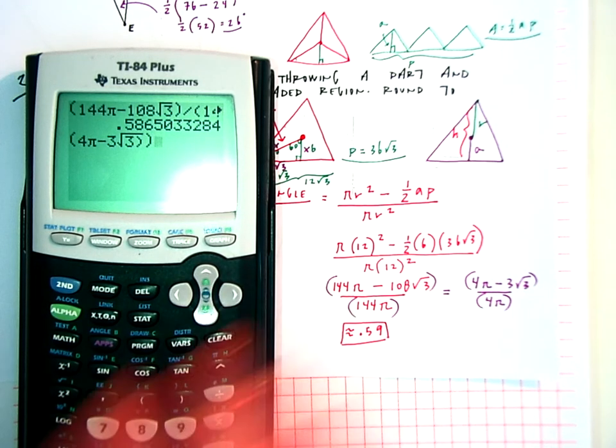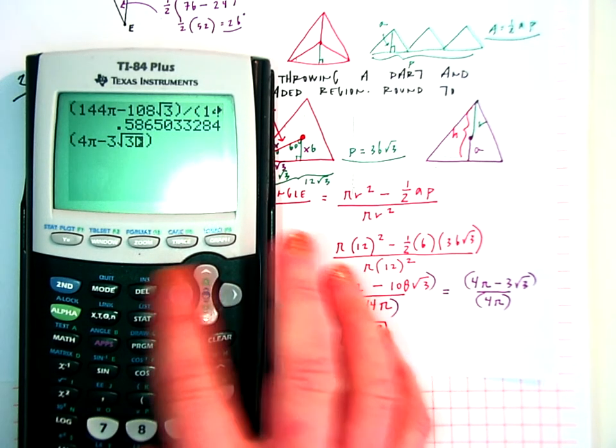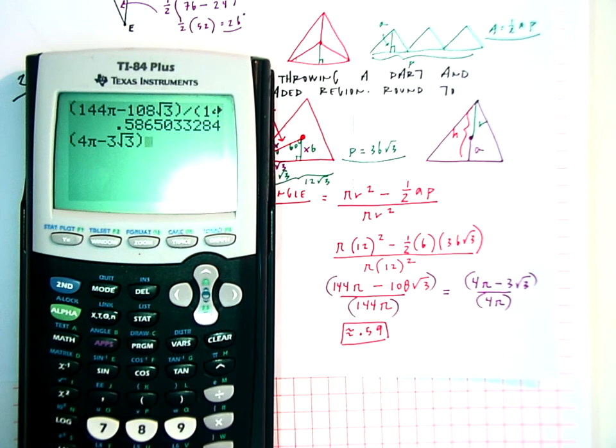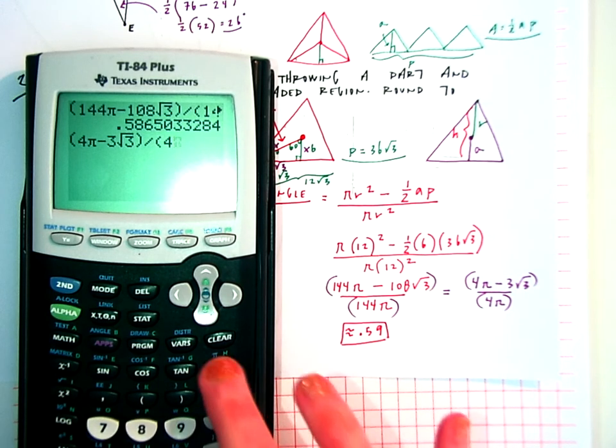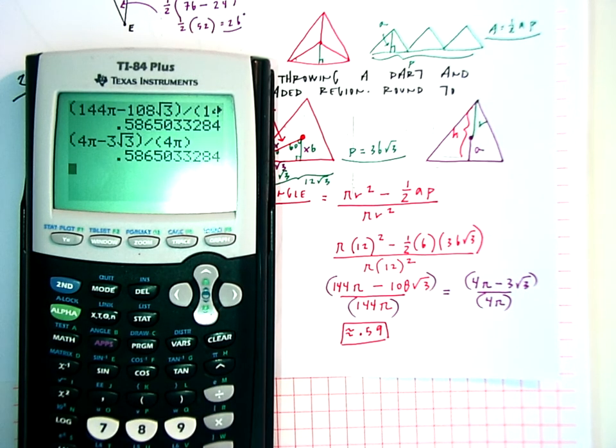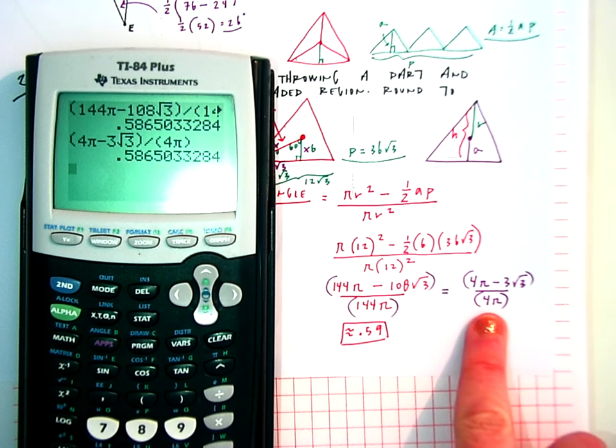Okay, and then from here, let me just close that parenthesis. I didn't need it. And now I look at, okay, so 4 pi minus 3 times the square root of 3. And then I'm dividing that by the package of 4 pi. Look at how my answers are exactly the same. So here I just reduced it down.